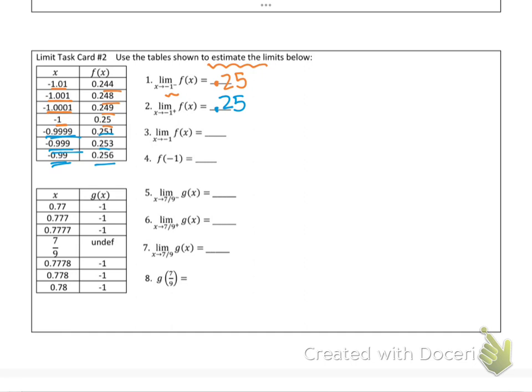Okay, now we don't even need to look at the table for question 3. If our left and right-hand limits are both equal to the same output, our limit exists and it equals that same value. Now, what is the output from the table at -1? It's 0.25.